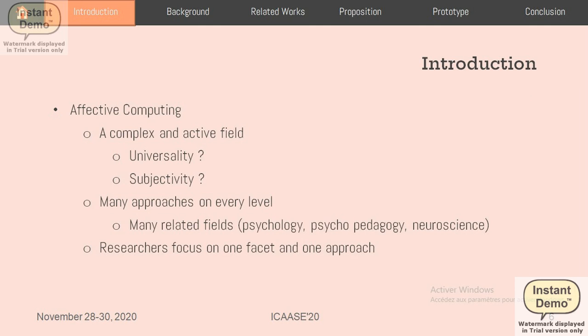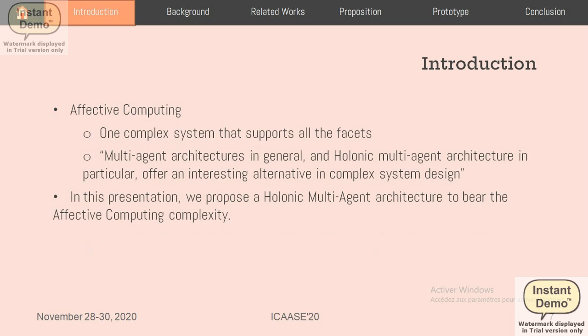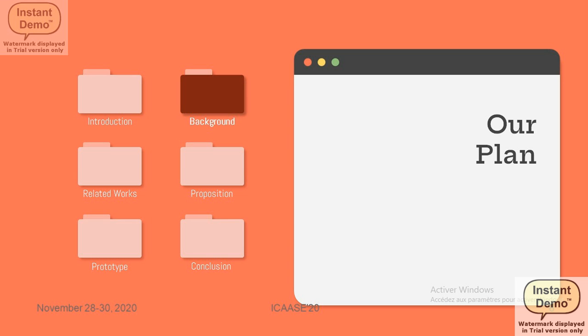Affective computing is a very rich but very complex field. Many problems remain without answer in their root fields such as psychology and neuroscience. Therefore, almost every work focuses only on one facet or one approach without consideration for the complete process of affective computing. In fact, building one system that supports the complete process would be a very complex task. Therefore, we propose a Holonic multi-agent architecture to deal with this complexity. Let's take a look at this field and its key concepts.